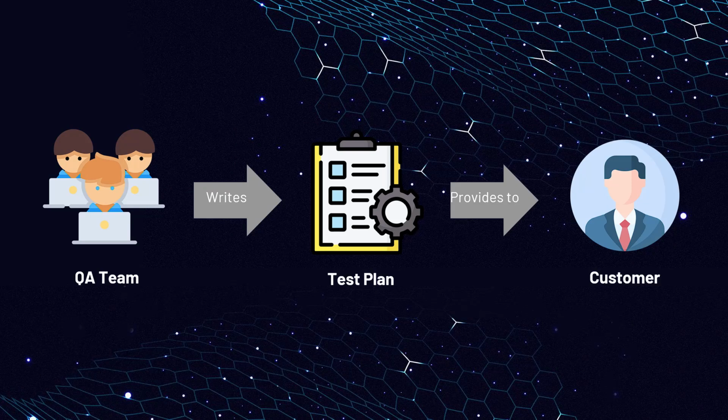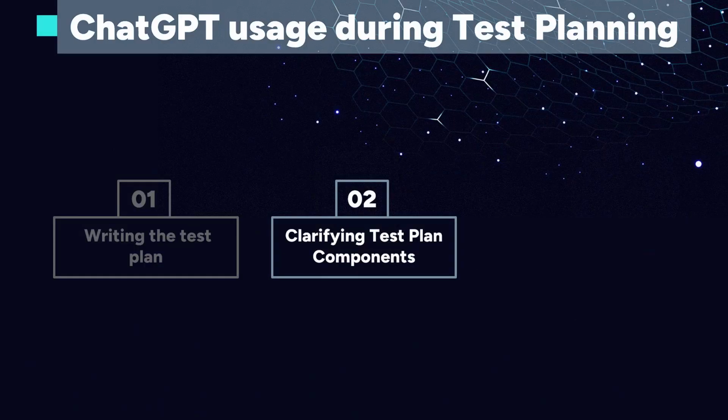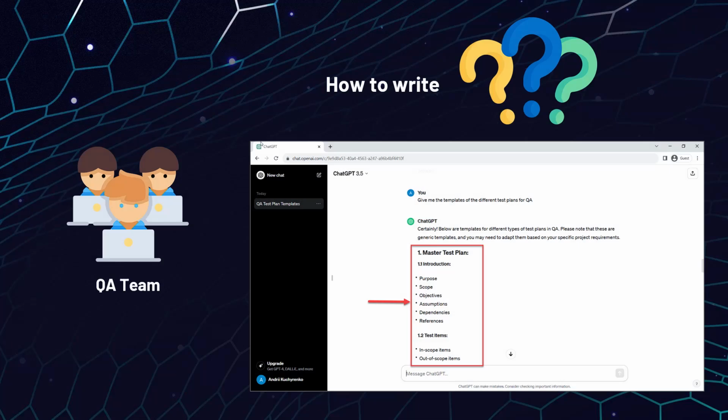The next purpose where the tester might use ChatGPT while writing the test plan is clarifying test plan components. Based on our example, it may be that the test team still does not understand how to properly write certain components of the test plan, such as purpose, scope, objectives, assumptions, and others. In such a case, the team decides to use ChatGPT to clarify test plan components.